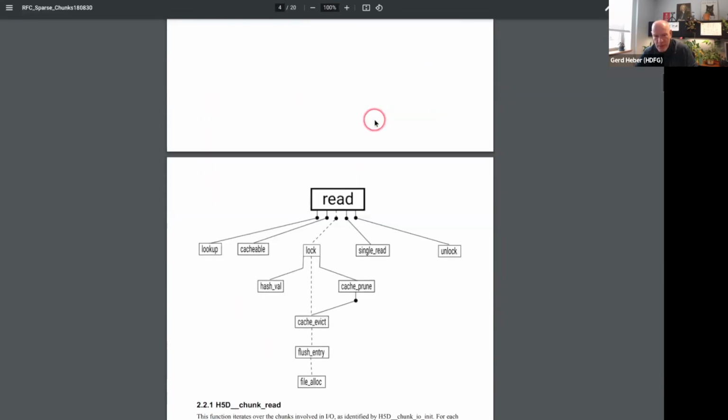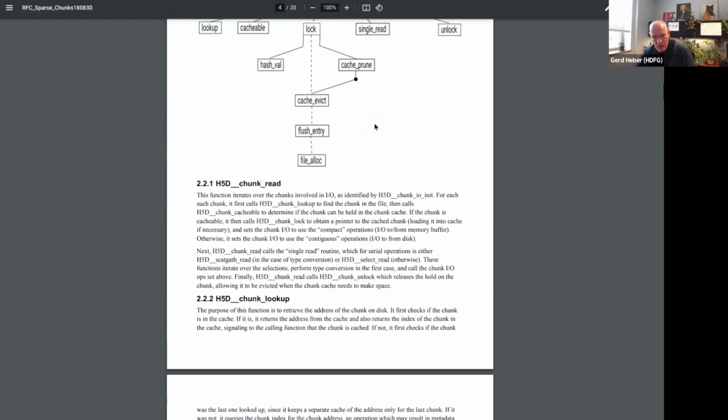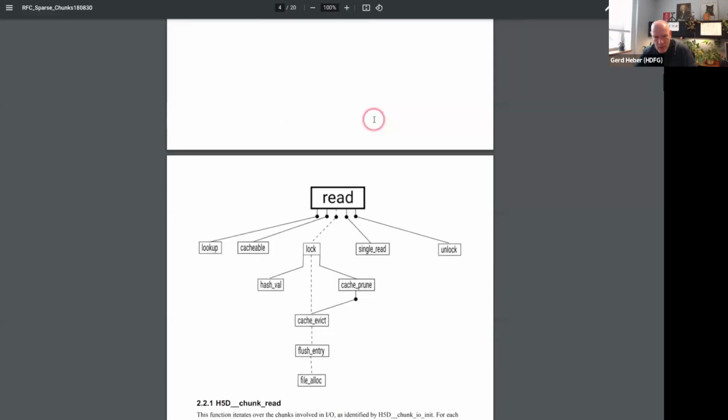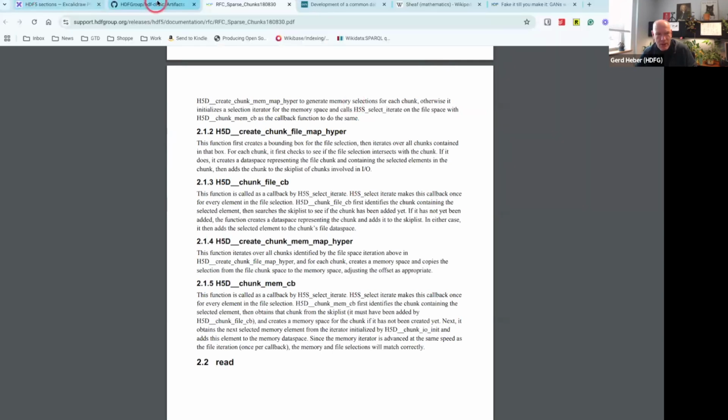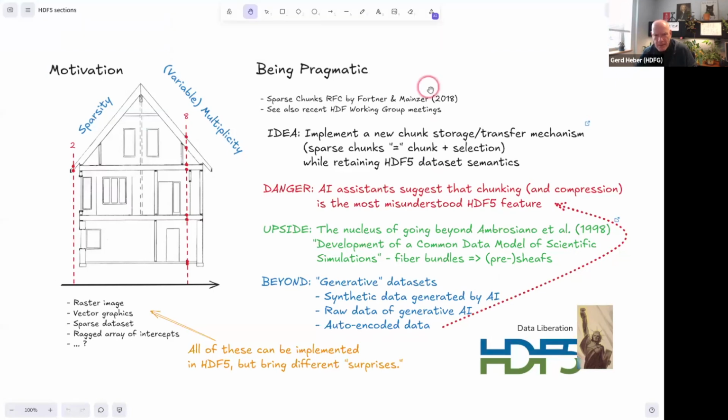And it's well worth reading. It talks about more than just sparse chunks. You can also learn a little bit about how the I/O pipeline works that involves chunking and so forth. So this is all worthwhile reading, even if you're not necessarily interested in sparse. And I believe the HDF working group recordings are public, and the notes. So if you look at recent HDF working group meetings, this was a recurring topic of discussion, so you might want to catch up on that.